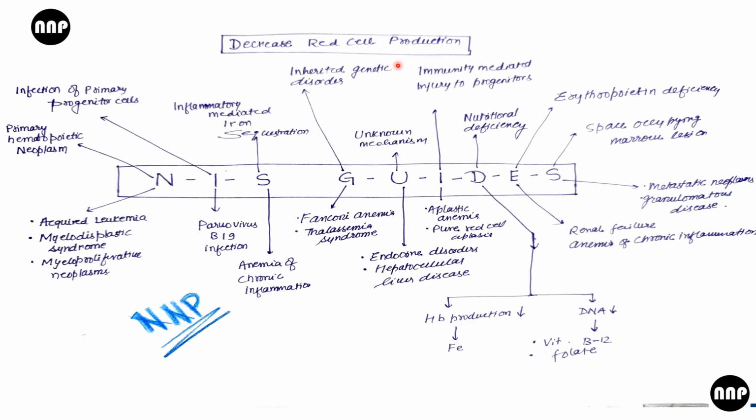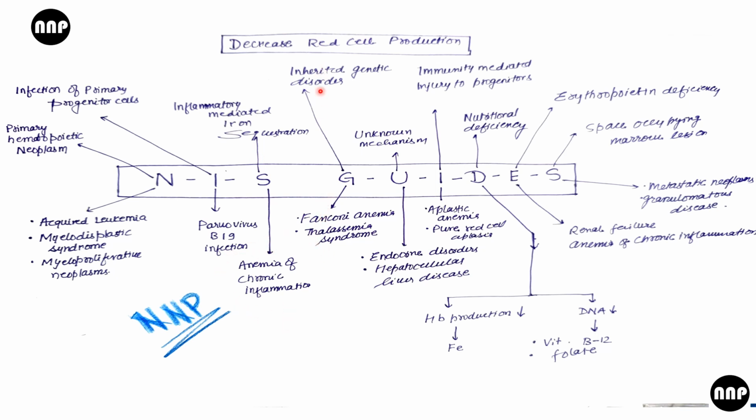Coming back to decreased red cell production, the mnemonic was NIS GUIDES. N is primary hematopoietic neoplasm, for example, acute leukemia, myelodysplastic syndrome, and myeloproliferative neoplasms. I stands for infection of primary progenitor cells, hence there will be decreased red cell production, for example, parvovirus B19 infection. S stands for sequestration in MAILTISHA also and in NIS GUIDES. The first S, sequestration, is inflammatory mediated iron sequestration. This is anemia of chronic inflammation.